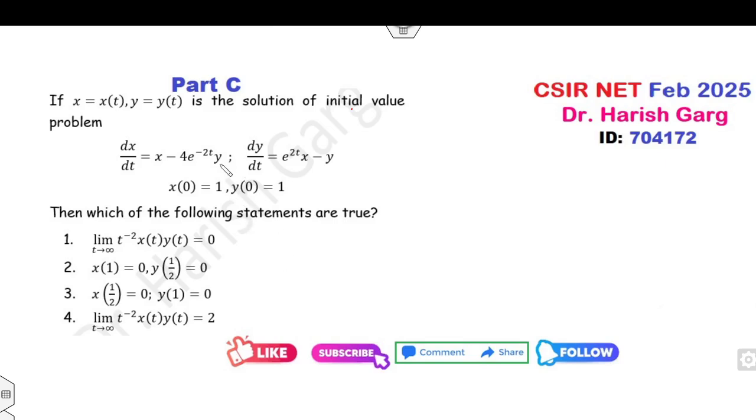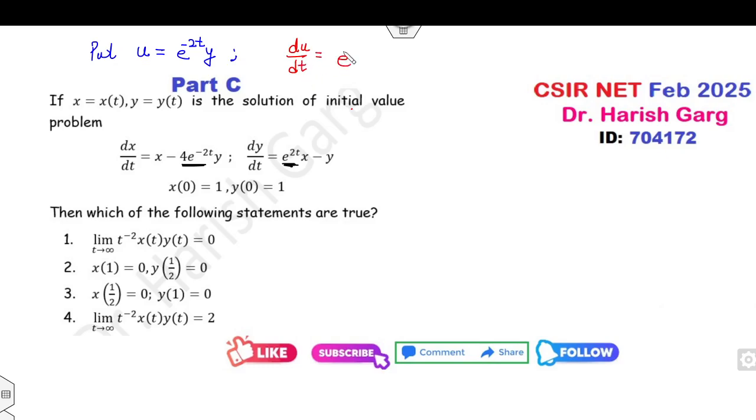But if you look at this solution, this is not a constant, this is not a constant. So your first step is to make them constants. So I take a substitution. I can say u is e raised to power minus 2t into y. This will make it constant. And if I take e raised to power 2t common from here, then again it becomes a constant. Fine. Now I can find the value of du by dt.